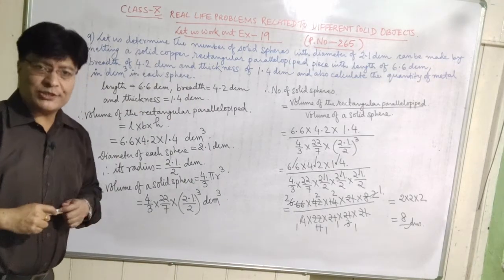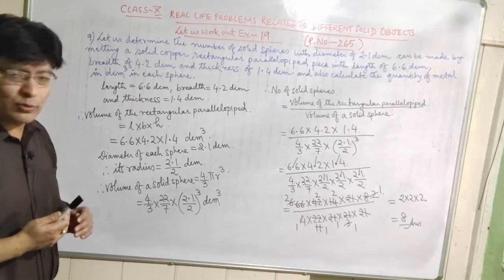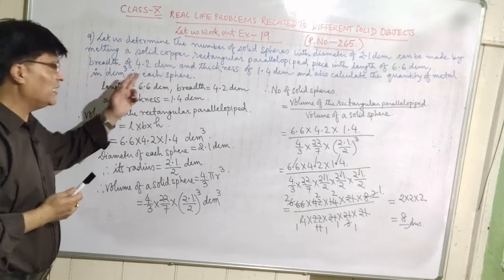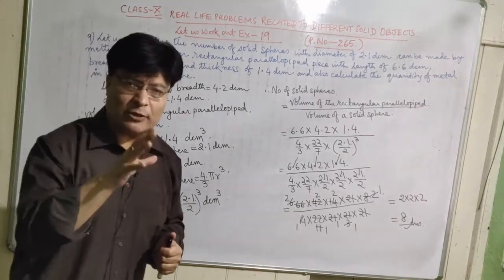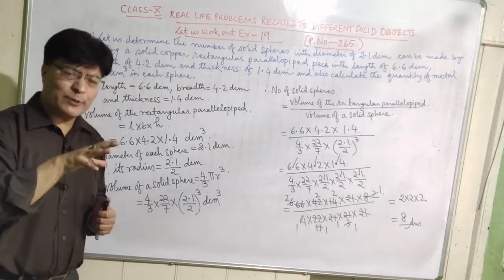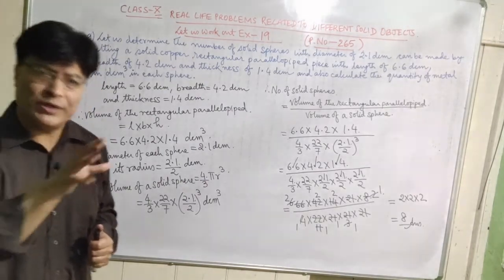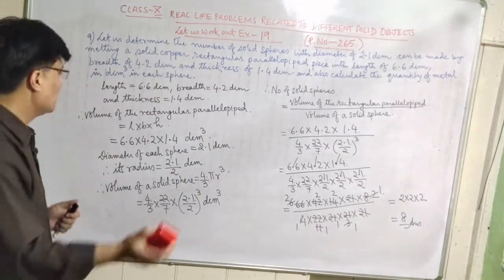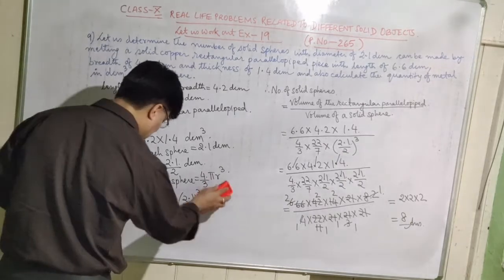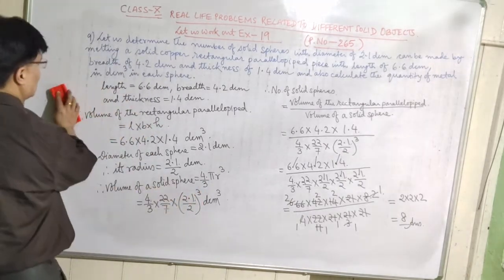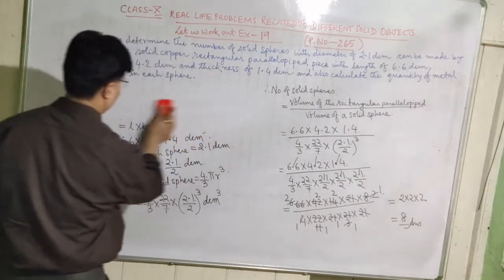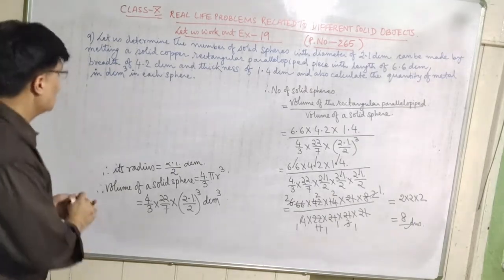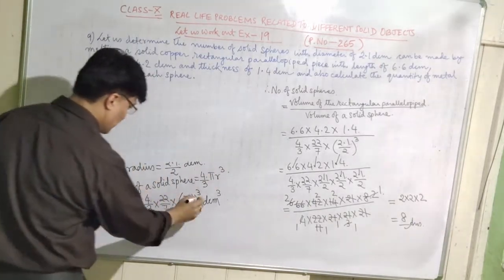Now again, in the question, what is asked here? What is to be calculated? You have to calculate the quantity of metal in decimeter cube in each sphere. That is, how much volume of metal was in each sphere, you have to find that out. That means you have to find out the volume of each sphere. Okay? So let us find out the volume of each sphere. So volume of each sphere is this one.